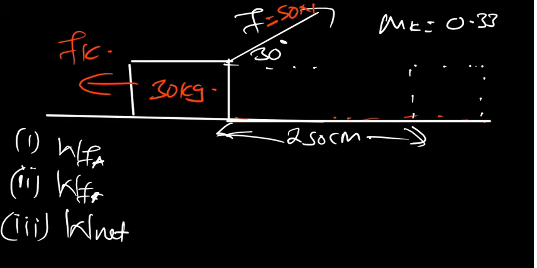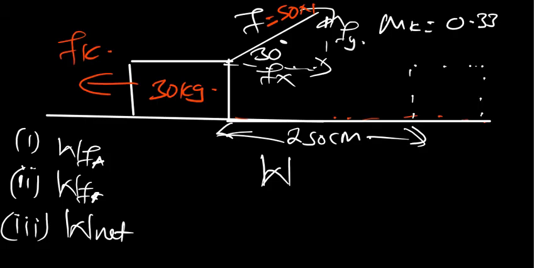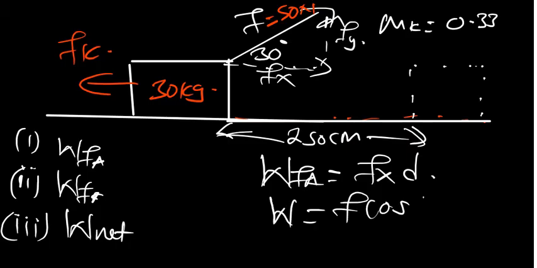Okay, now let's start with the first question. We want to find the work done by the applied force. How do we find it? Remember, this is going to be our Fx, and this is going to be our Fy. If we have our Fx, we know that the work done by the applied force is equal to Fx times the distance. Fx is F cos theta, so we're going to have this. If you have a question, you can ask.